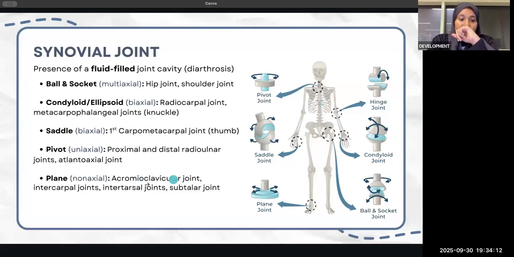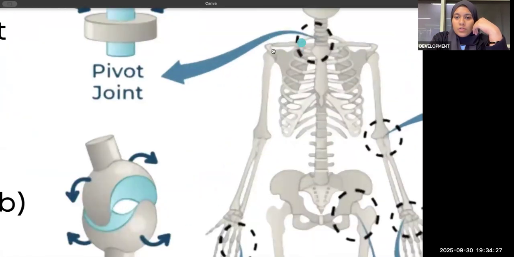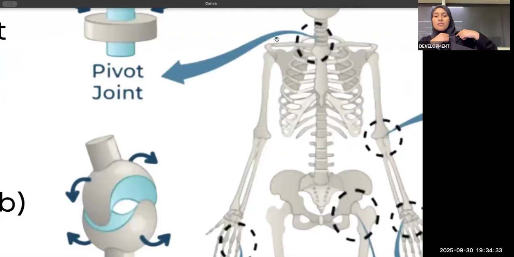Your plane joint is non-axial. It does not allow movements in any direction. It's just gliding, and the bones just glide along each other. So you have your acromioclavicular joint, which is right over here. This is your clavicle. This is the acromion. This is called the acromioclavicular joint. Of course, you don't want it to separate or go anywhere. It's stable. So the acromion and the clavicle just glide along each other.